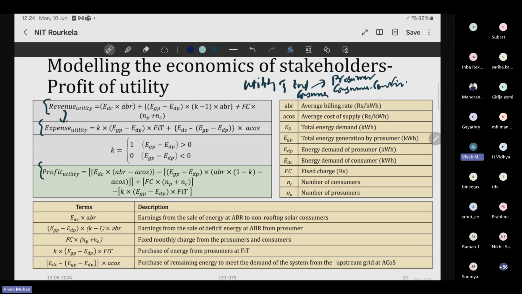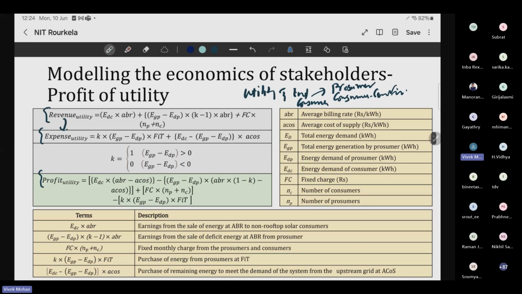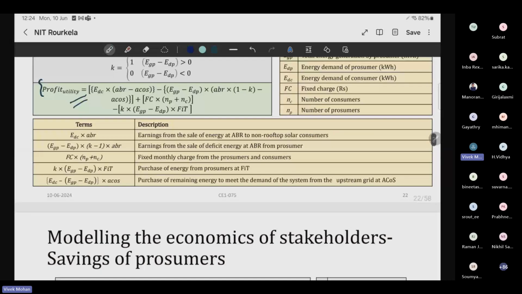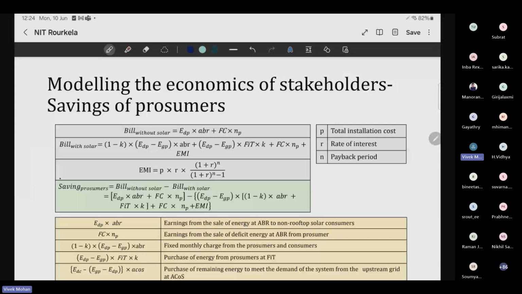But from the utility perspective, it is not like that. Utility is completely into this particular service, right? Their business is this. So their profit must be modeled properly based on revenue and expense. So here what we have taken is, profit is modeled for utility, but profit is not modeled for prosumer. Instead, we have taken the savings. Savings in the sense, if you have installed solar and without solar you have some electricity bill, with solar you have some electricity bill, you take the difference, that is the savings. That is the savings because of the installed solar. So now, savings of the prosumer is one objective. Second objective is profit of the utility.